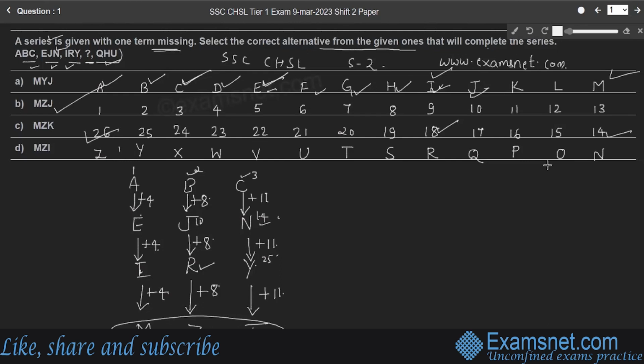You can verify the answer by taking the fifth letter cluster: M plus 4 becomes Q, Z plus 8 becomes H, and J plus 11 becomes U. Therefore, the fourth letter cluster is option B.